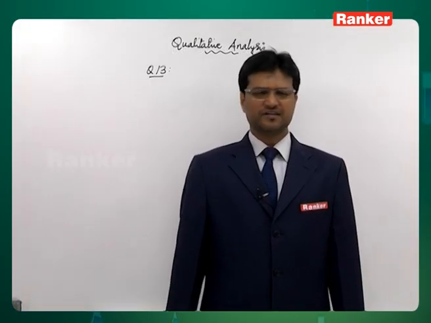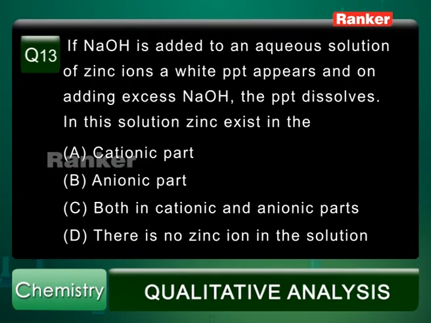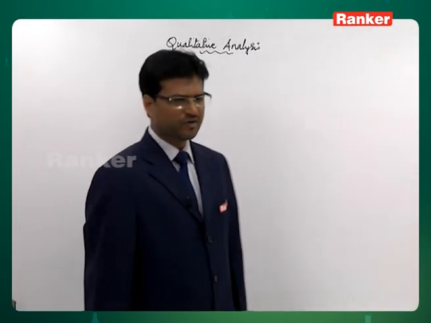Question number 13. If sodium hydroxide is added to an aqueous solution of zinc ions, a white precipitate appears, and on adding excess of sodium hydroxide, the precipitate dissolves. In this solution, zinc exists in the A. cationic part, B. anionic part, C. both in cationic and anionic part, and D. there is no zinc ion in the solution. Let us look at the equation involved.